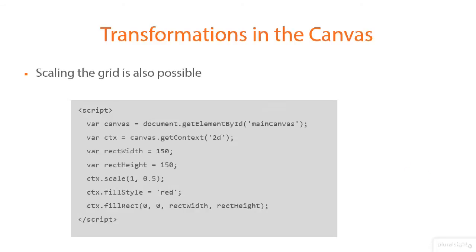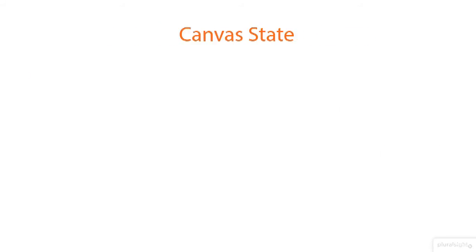We can also scale the grid system. Notice in the sample here, we are using the scale method to scale the context. We are scaling to half the size in vertical position. When we then draw a square, we end up with a rectangle, since the pixels in vertical size are scaled to half their original size.